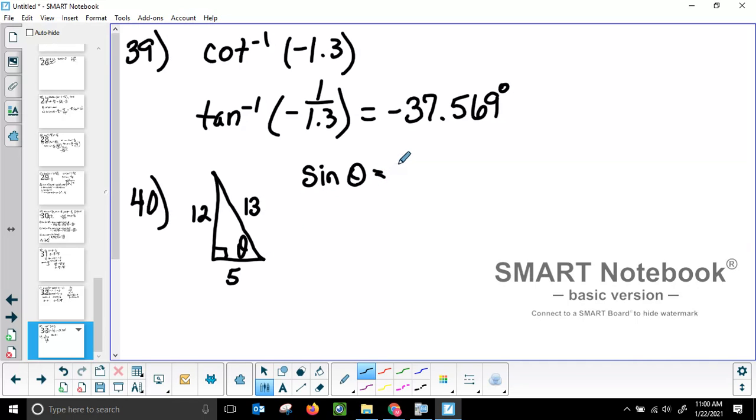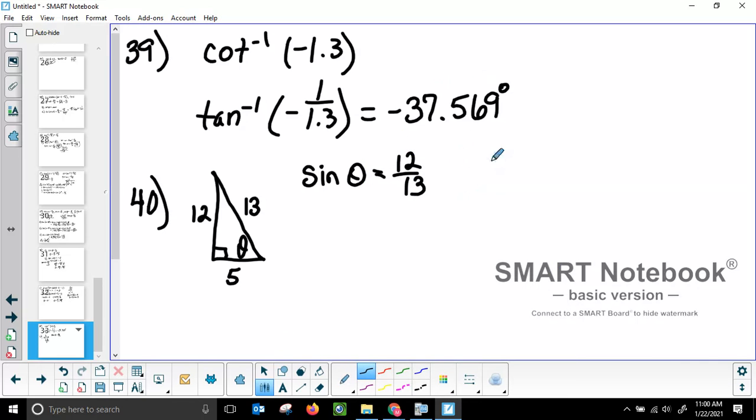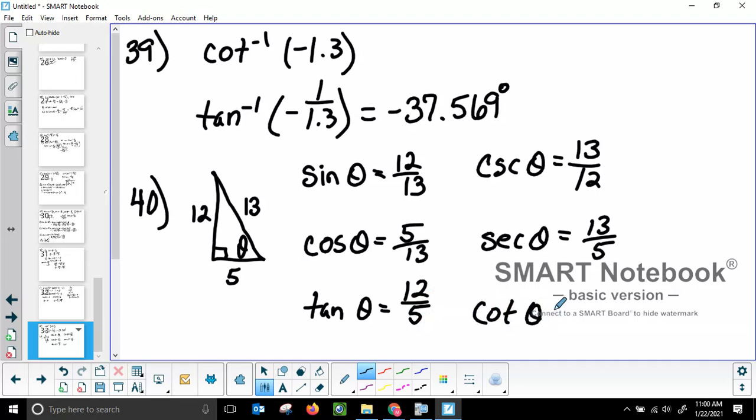So sine of theta is 12/13, which means cosecant of theta is 13/12. Cosine of theta is 5/13, which means secant of theta is 13/5. And tangent of theta is 12/5, which means cotangent of theta is 5/12. Very straightforward, pretty easy. All right.